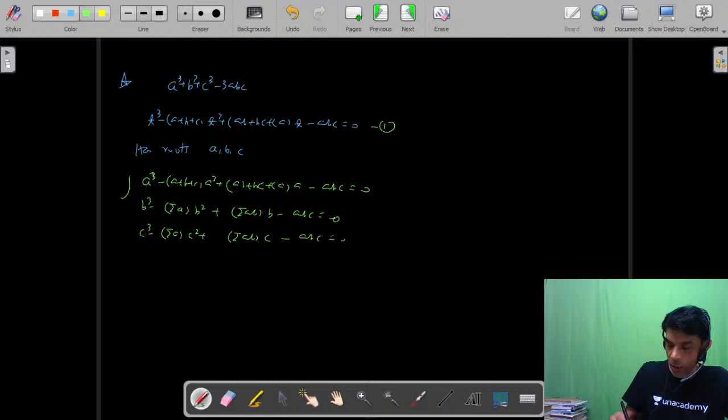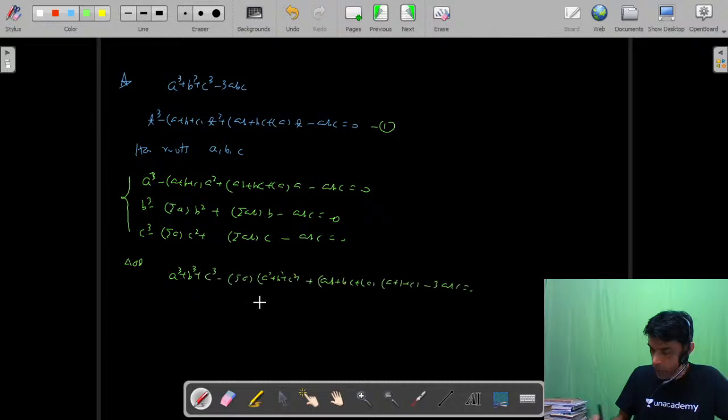You can add all of them. When you add all of them, you get a cubed plus b cubed plus c cubed minus sigma, which is common. You have got (a squared plus b squared plus c squared) plus (ab plus bc plus ca), and times (a plus b plus c), and minus 3abc equals 0. And so straight away you get a cubed plus b cubed plus c cubed.